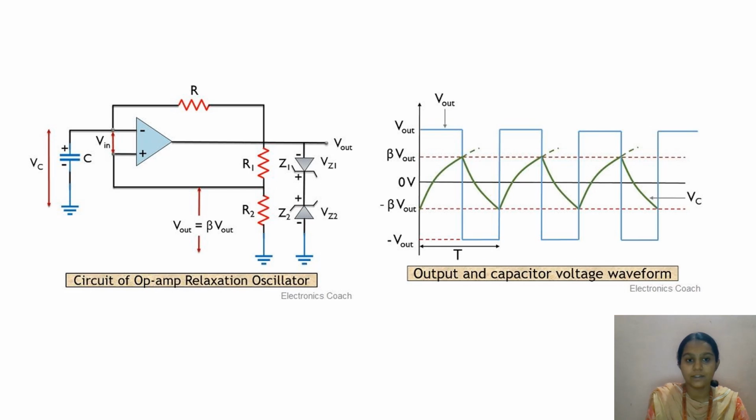So this is the circuit diagram of the relaxation oscillator when we use the op-amp. When the input is taken here, it generates a signal as output. Because of the capacitor, it charges and discharges, so we get the output signal like this.